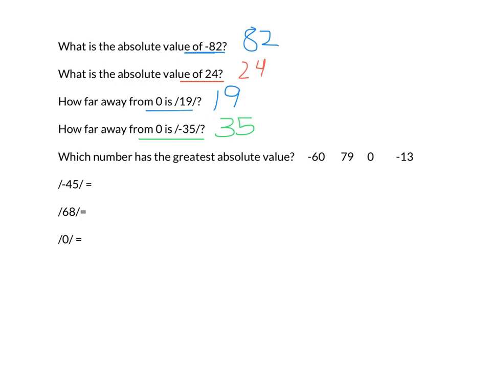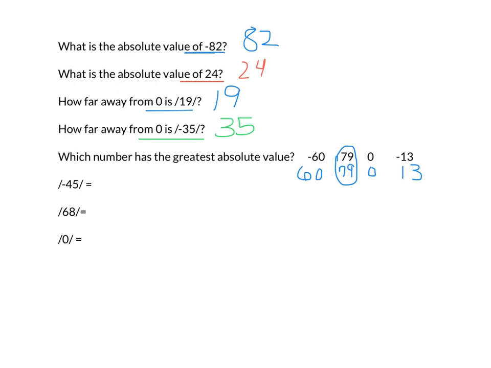Which number has the greatest absolute value? Well, the absolute value of negative 60 is 60. The absolute value of 79 is 79. The absolute value of 0 is 0. And the absolute value of negative 13 is 13. So which is the greatest number here? So the greatest number would be 79. That's the greatest absolute value.